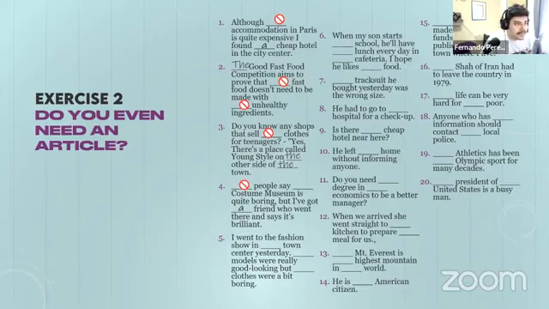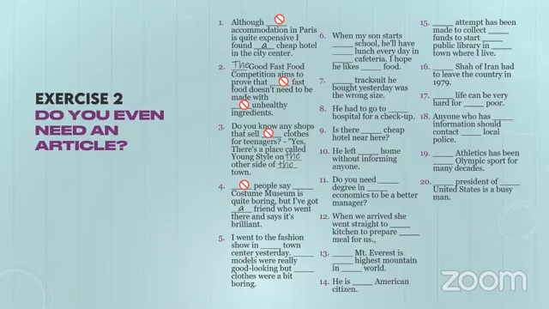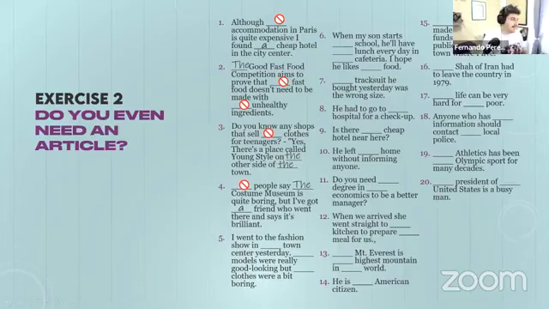So, really complete: People say the costume museum is quite boring, but I've got a friend who went there and said it's brilliant. Exactly. Very good. Very, very good.